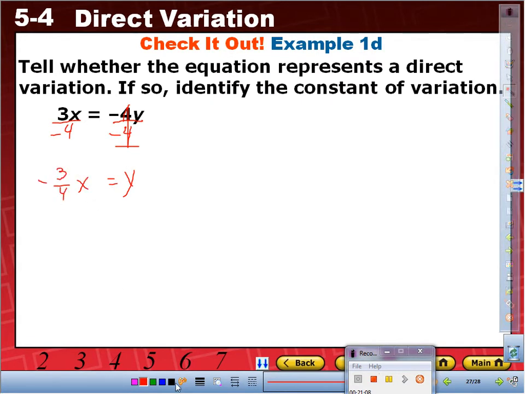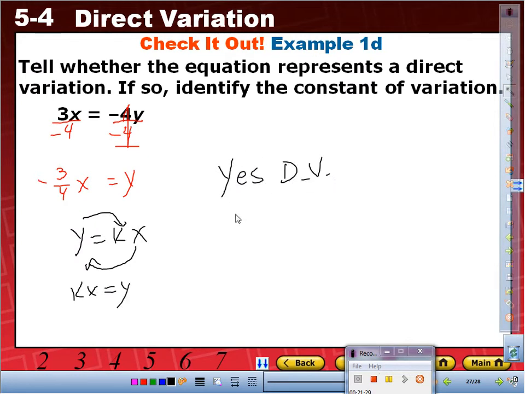-3/4 x. Let's see. Does that look like y equals kx? Yes, it's only backwards, isn't it? Yeah, so if I switch these around, it looks like this. kx equals y, doesn't it? Doesn't this look like this? So therefore this is, yes, a direct variation. And what is my constant variation? -3/4. Okay? So far so good? It's the whole thing. It's the whole thing.